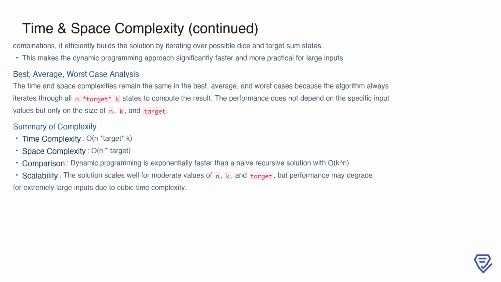Compared to the exponential O(k^n) complexity of the naive solution, this method is far more scalable, though extremely large inputs could still present performance challenges due to its cubic time complexity. Overall, this approach strikes an excellent balance between efficiency and robustness for moderate-sized problems.